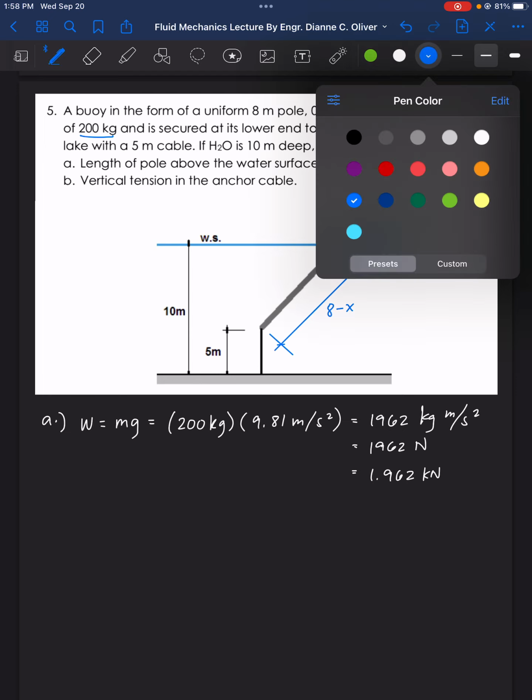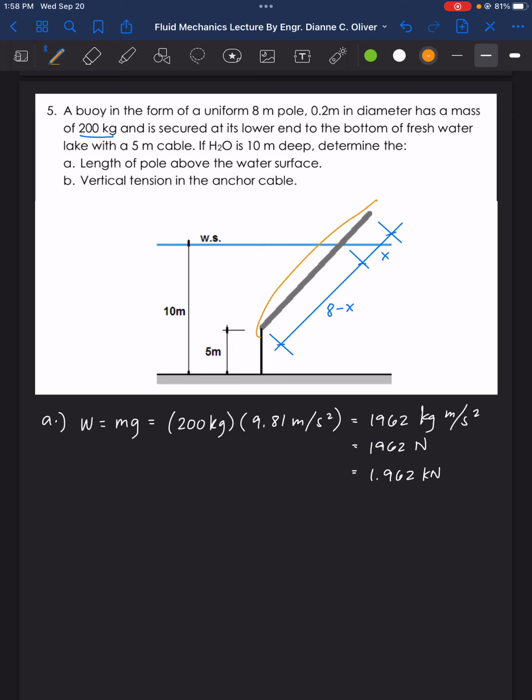And weight is always found at the center of gravity of the material. So here, the center for this pole is at 4 meter length, and the weight is always projecting downward. So this is W, projecting downward, and this is 4 meters.